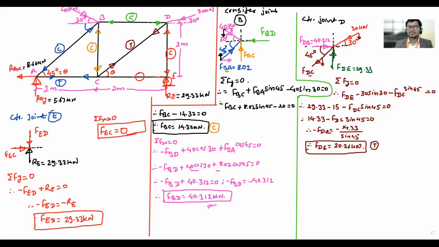Is it clear now? Yes, sir. Now lastly, prepare the force table. First column will be the serial number. Then member. After that, force. What is the unit here, Newton or kilonewton? Kilonewton. Then the last column is the nature. It is either compressive or tensile, that we need to go for.